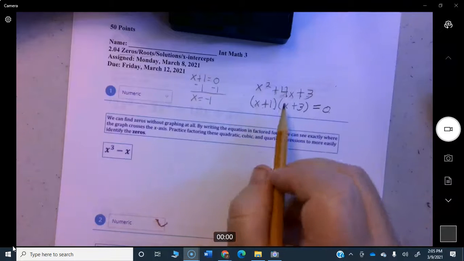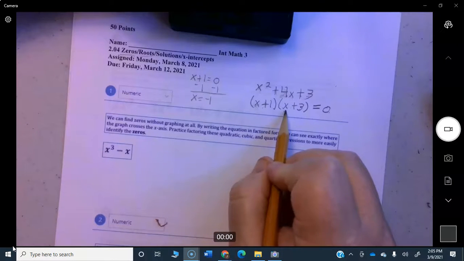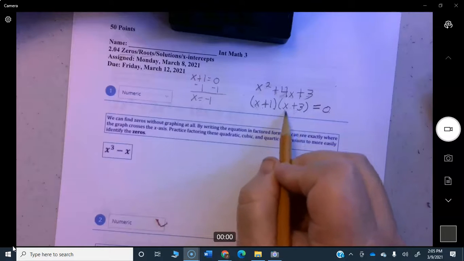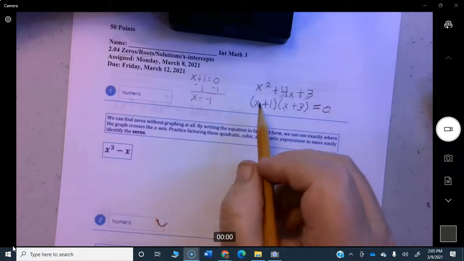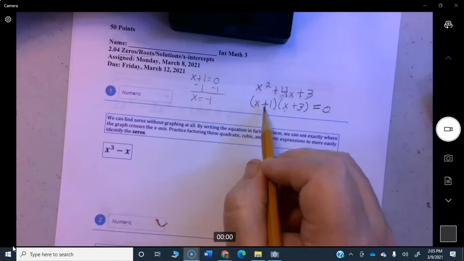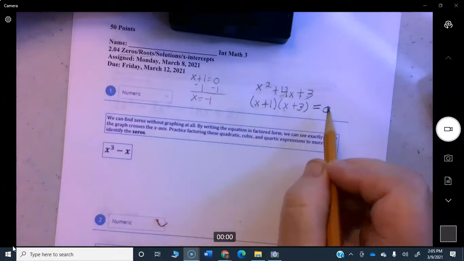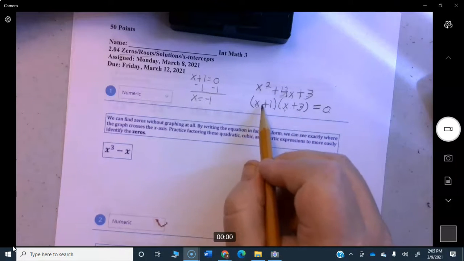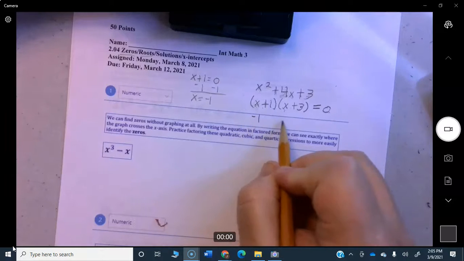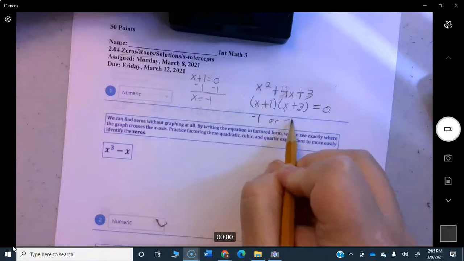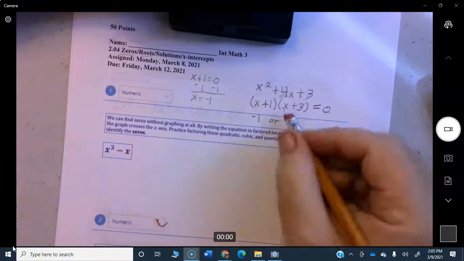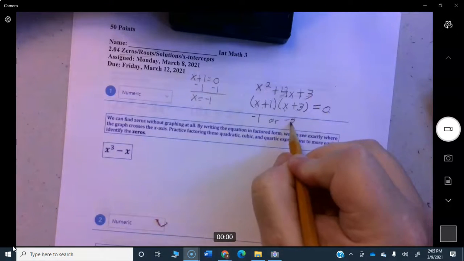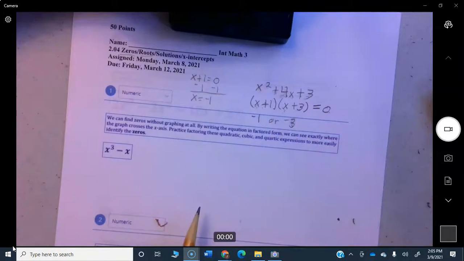I could do the same thing and determine that if x equals negative 3 for this one, negative 3 plus 3 would be 0. So if this is 0, and if this were negative 3 plus 1 would be negative 2, so negative 2 times 0 would be 0. So, in other words, if x is negative 1, or x is negative 3, then this entire equation would be 0.